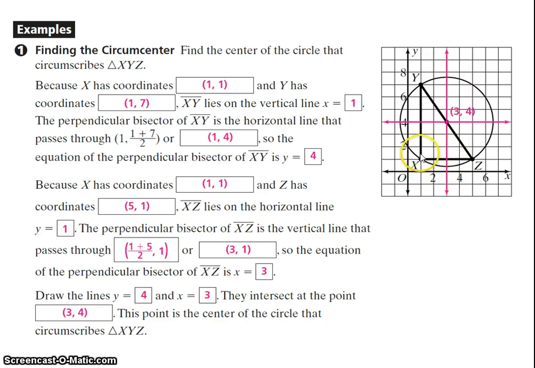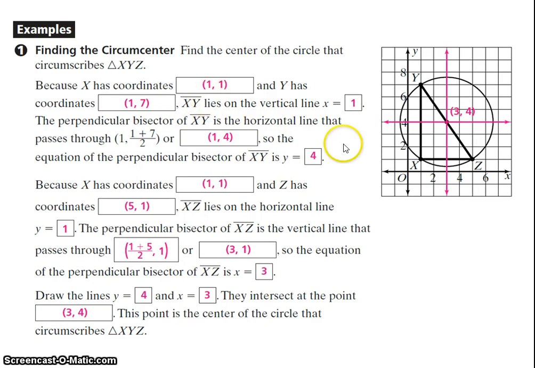Do the same thing between x and y. So x and y, the difference right there is going to be 6, so I go 1, 2, 3, and I draw a line over that way. Where they intersect, that point, which in this case is 3, 4, that is in fact the center of the circle.